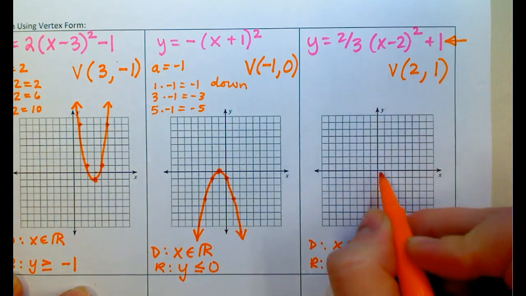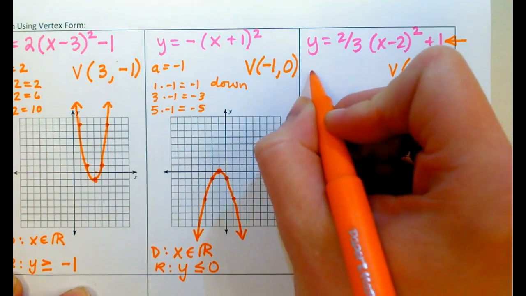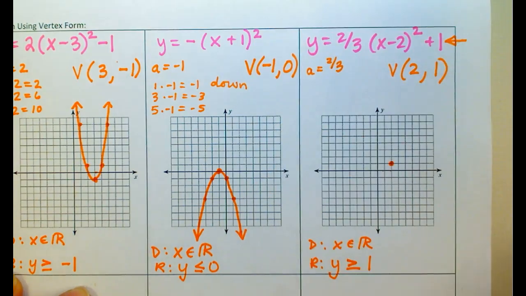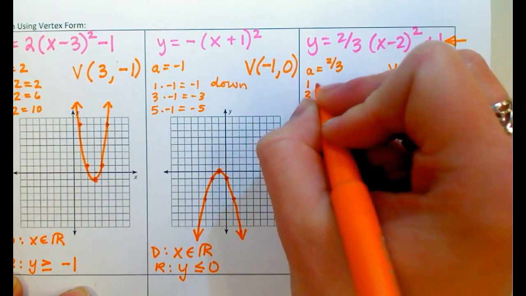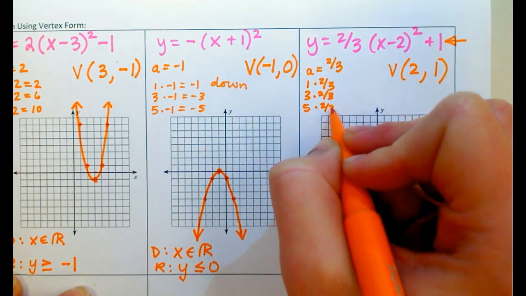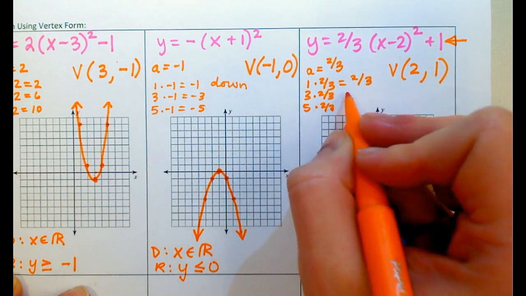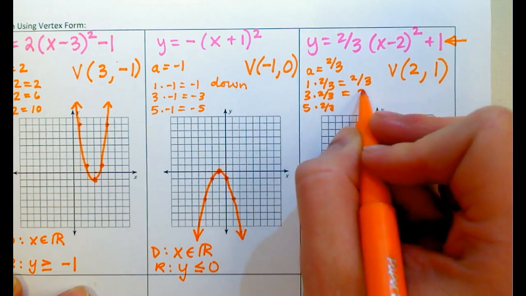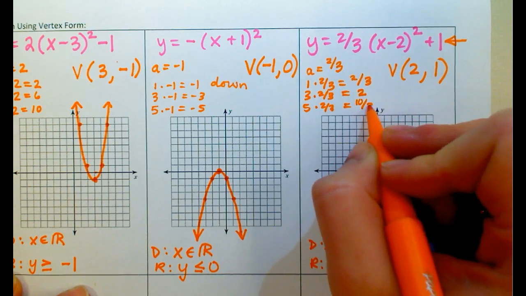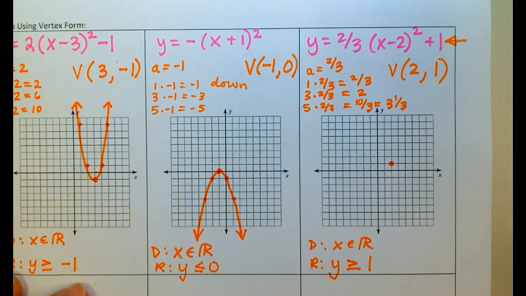Okay, so I'm going to graph my +2, +1, and now I need to do my 1, 3, 5 pattern. In this case, a is 2/3. So 1, 3, 5, all times 2/3. 1 times 2/3 is 2/3. 3 times 2/3, well, the 3s cancel and I get 2. And 5 times 2/3 is 10/3, or 3 1/3.